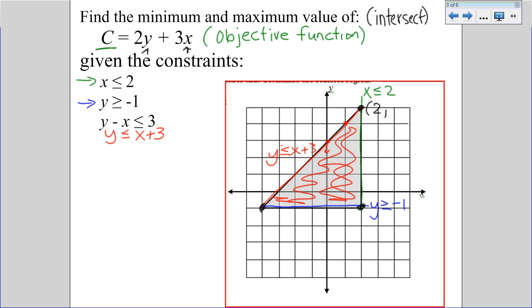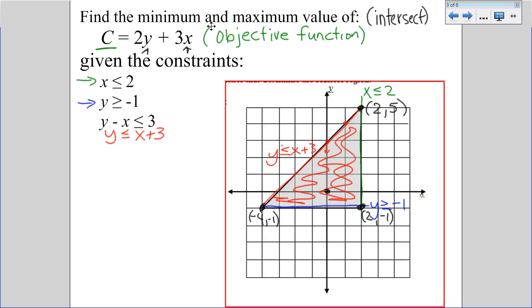So 1, 2, 3, 4, 5. So this is the ordered pair 2, 5. That's going to be one of the values that we test. This is going to be the ordered pair 2, negative 1. And then over here, this is your origin. So negative 1, negative 2, negative 3, negative 4. And then down negative 1. So we're just testing those three ordered pairs.